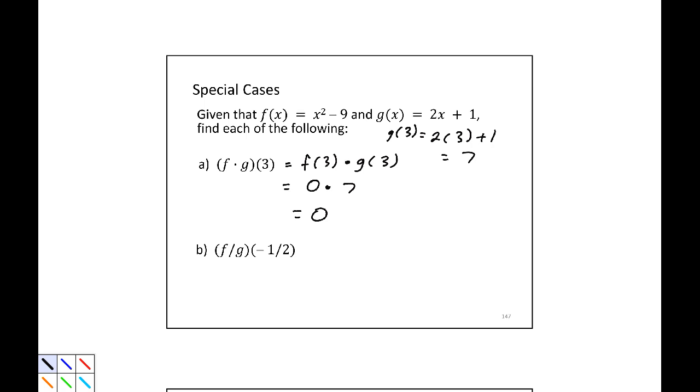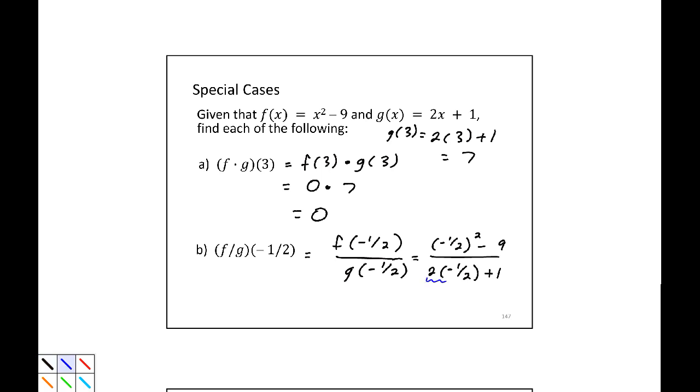Now, part B says f divided by g of negative 1/2. Well, this would be f of negative 1/2 divided by g of negative 1/2. F of negative 1/2 would be negative 1/2 squared, minus 9, divided by 2 times negative 1/2 plus 1. Now, I'm going to evaluate the denominator first, because this is negative 1 plus 1, which is 0.